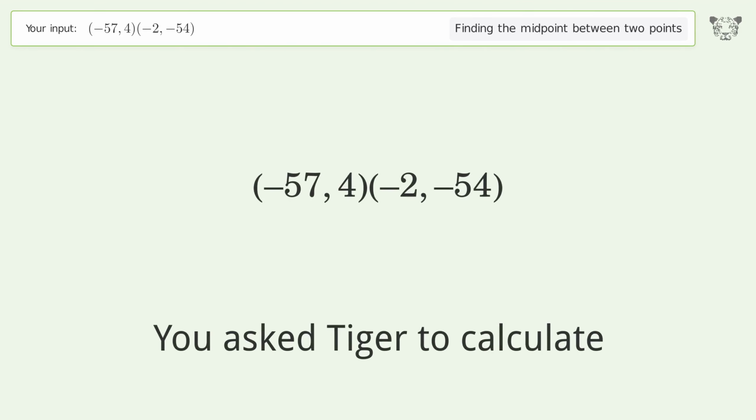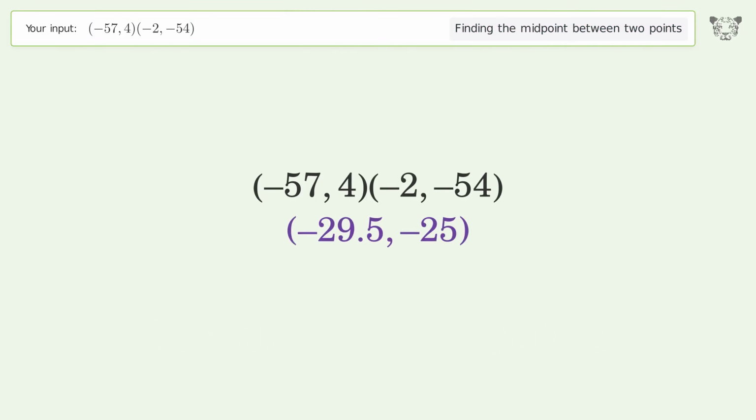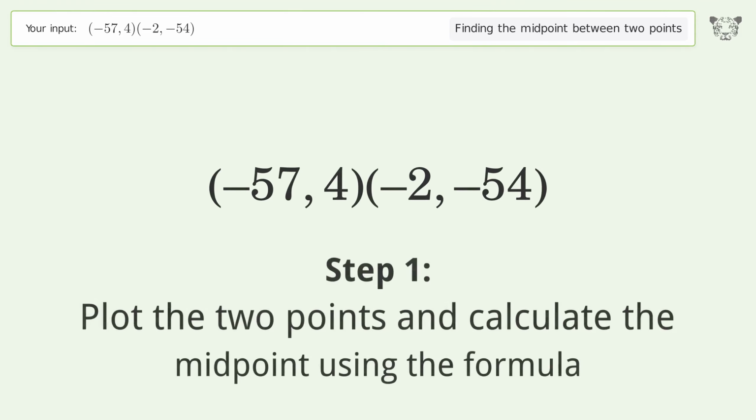You ask Tiger to calculate. This deals with finding the midpoint between 2 points. The midpoint between the 2 points is -29.5, -25. Let's solve it step by step. Plot the 2 points and calculate the midpoint using the formula.